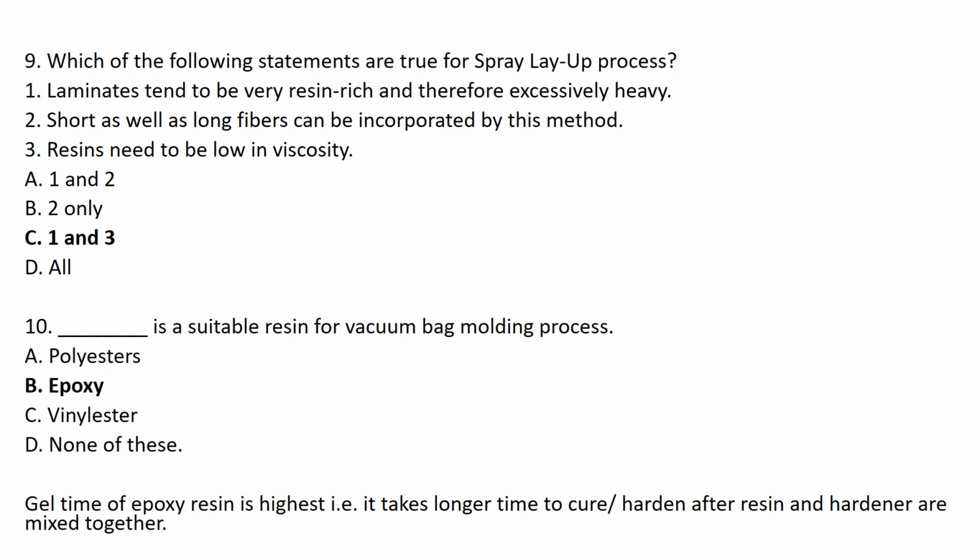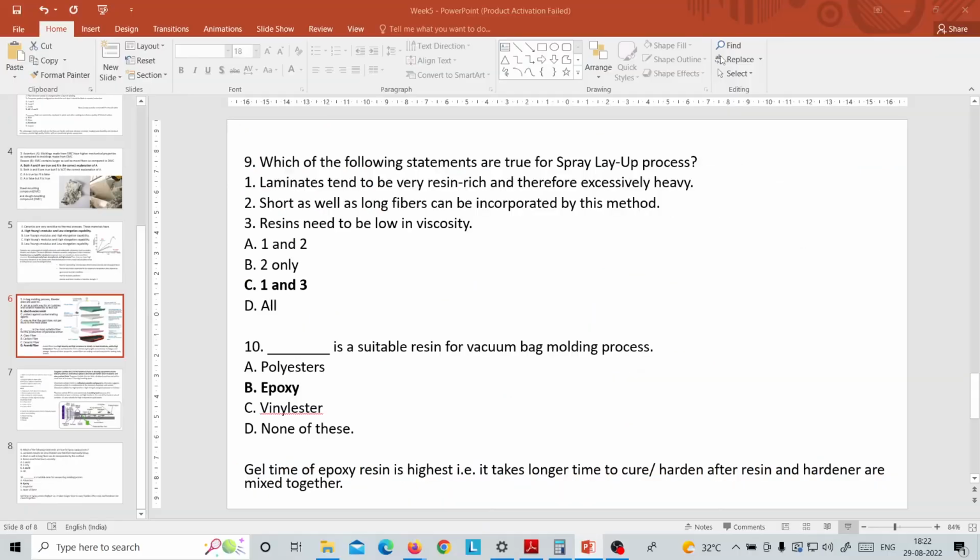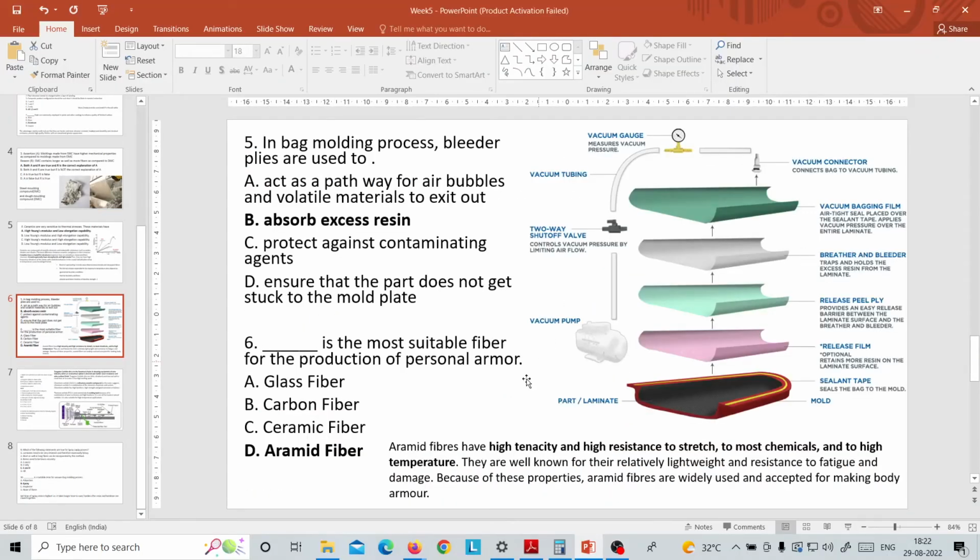So therefore, for vacuum molding purposes, we prefer epoxy, so that this entire process of first infusing the resin through the entire system, then sucking out the excess resin, and then giving extra vacuum so that all excess resin is well consolidated and squeezed out of the system can be completed. For all these particular applications, we prefer epoxy because it has a long gel time.